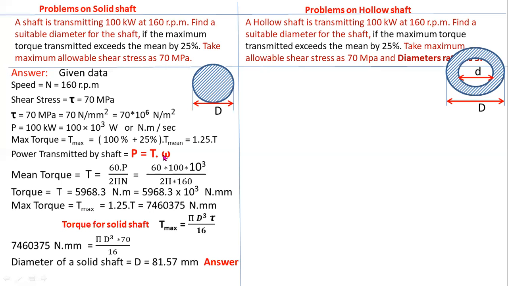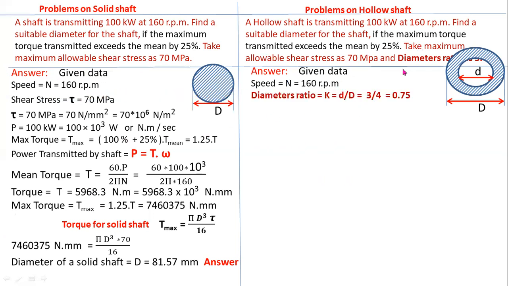Now repeat the same procedure for a hollow shaft. Given values are the same up to maximum torque. The answer is the same as solid shaft. Given values here, the diameter ratio is 3:4. So K equal to inner diameter by outer diameter equal to 0.75. This is the only difference between solid and hollow shaft. For hollow shaft, you have to consider the diameter ratio. That is the only difference between both cases.